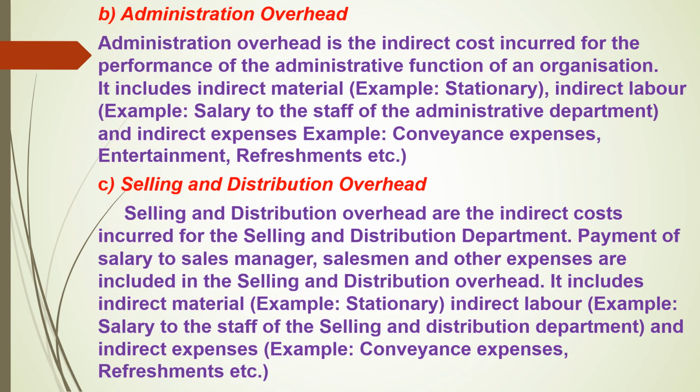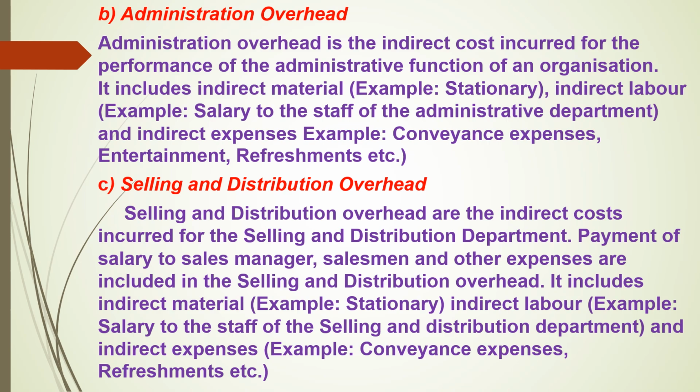B. Administration overhead. Administration overhead is the indirect cost incurred for the performance of the administrative function of an organization. It includes indirect material, example, stationery, indirect labor, example, salary to the staff of the administrative department, and indirect expenses, example, conveyance expenses, entertainment, refreshments, etc.